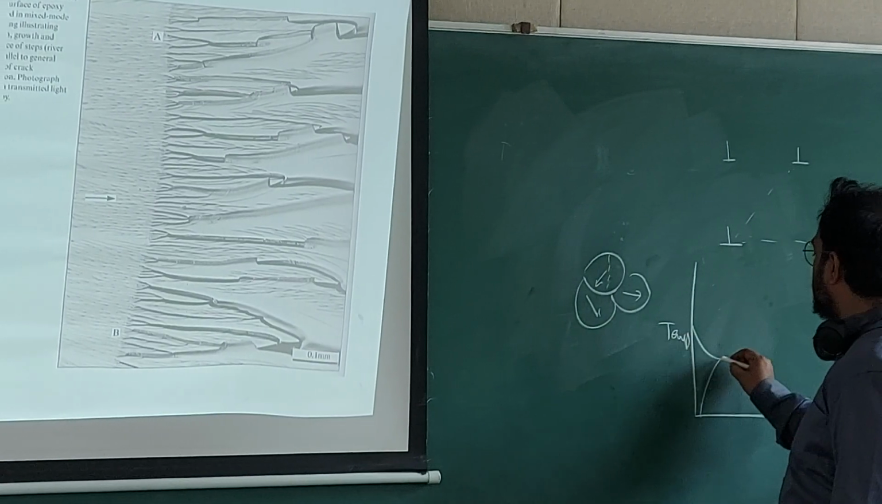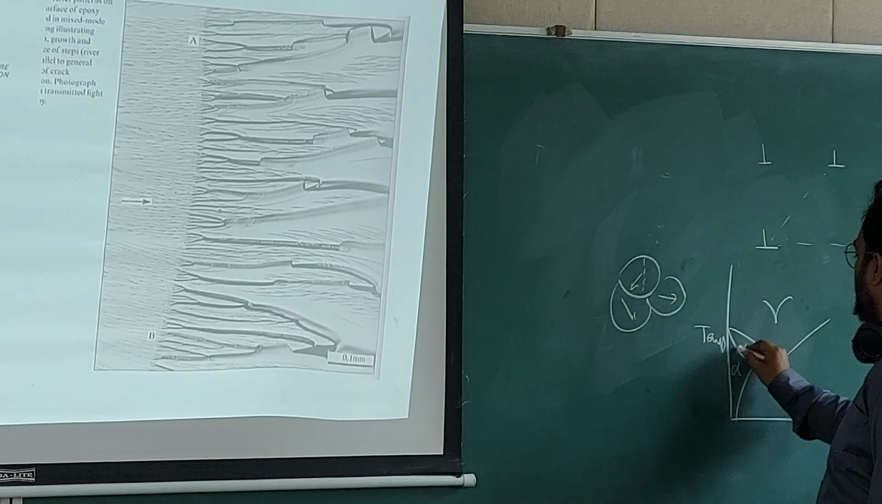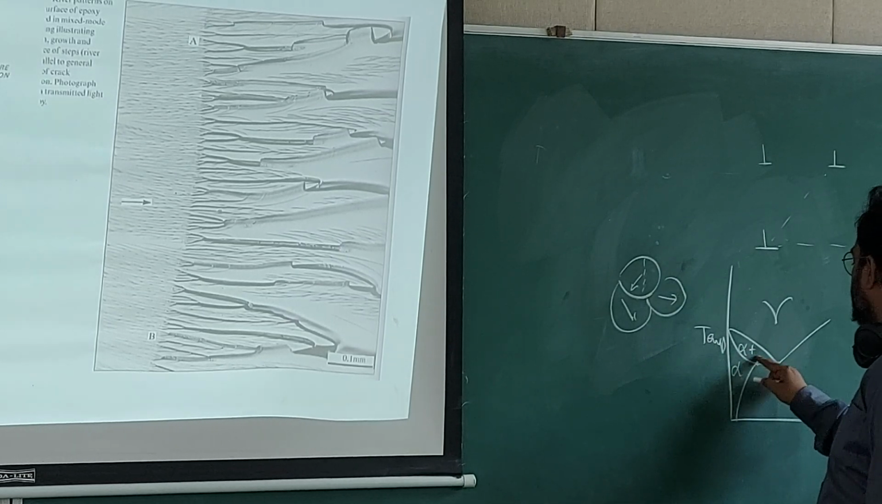In the iron carbon system, alpha plus austenite.